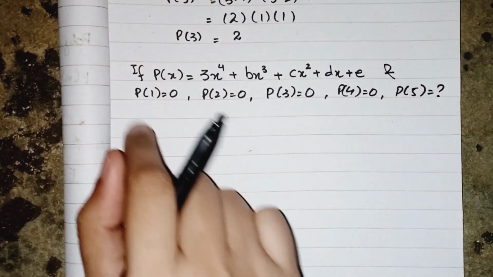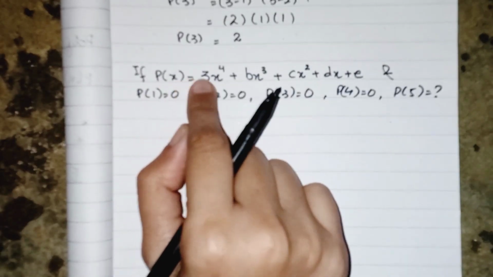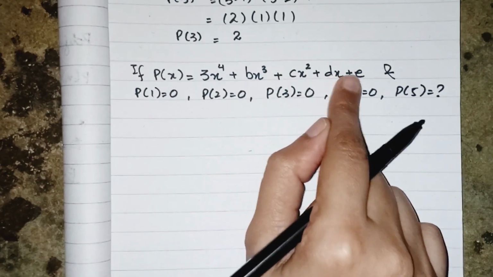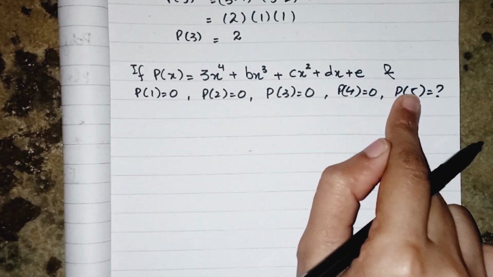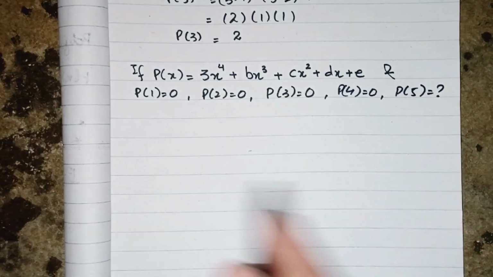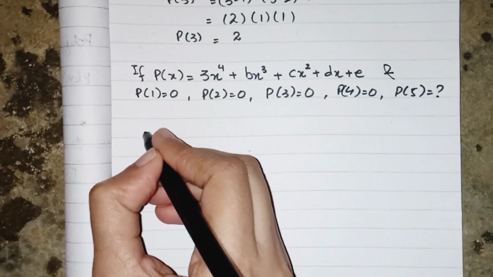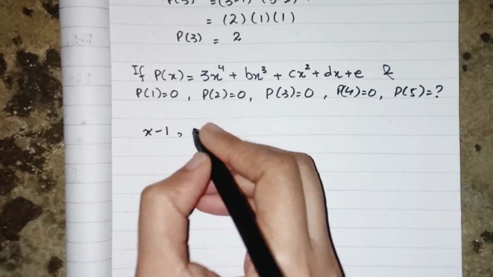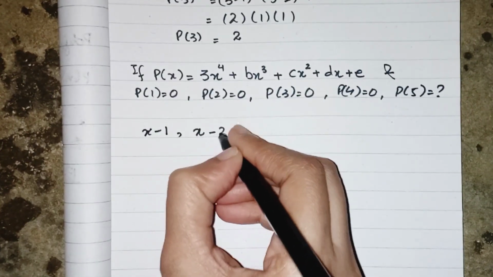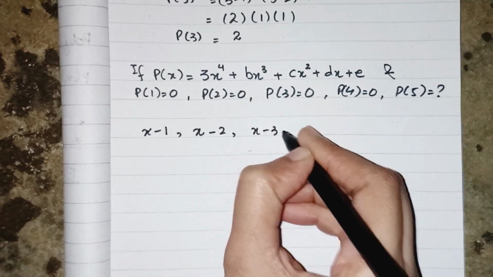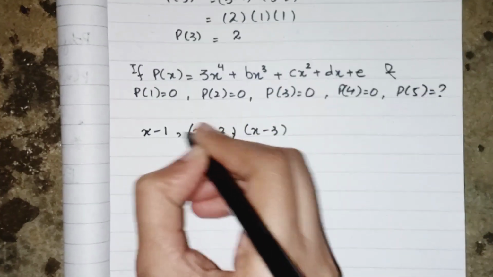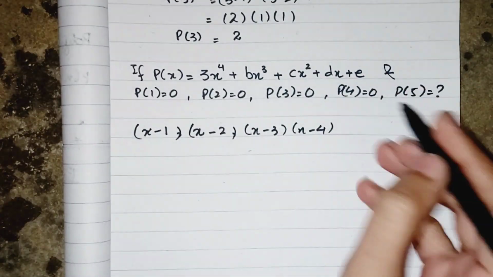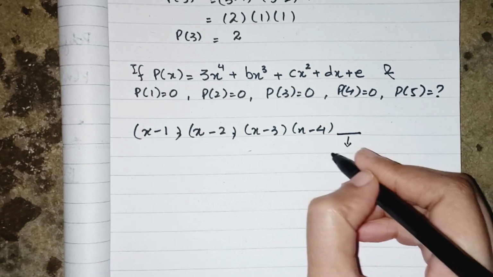Now we have another question. If p(x) equals 3x^4 plus bx cube plus cx square plus dx plus e, and all are the roots, so we can say that what are the factors? x minus 1, because p(1) equals 0. We can say that the other one is x minus 2, x minus 3, x minus 4. So the fifth one should be a constant.